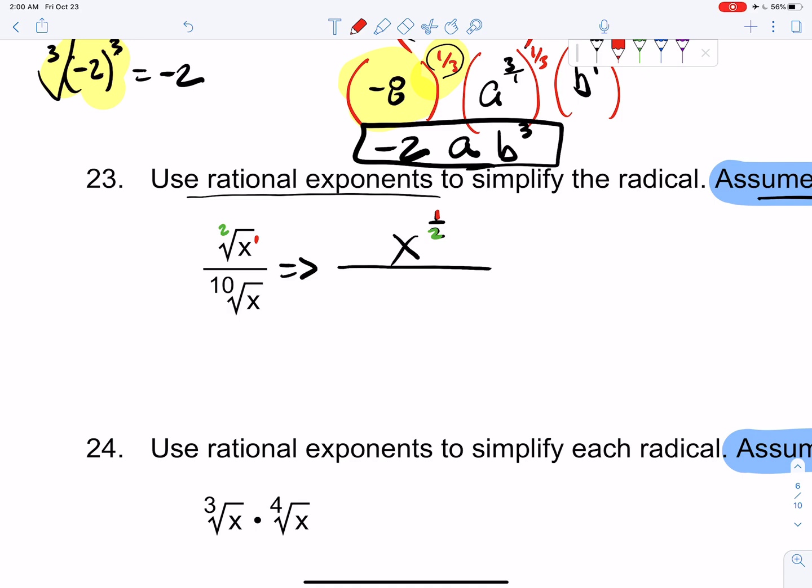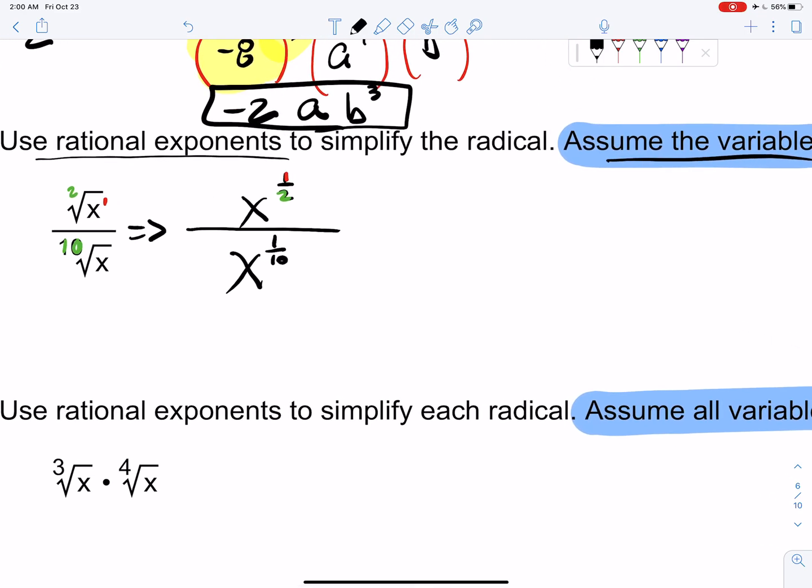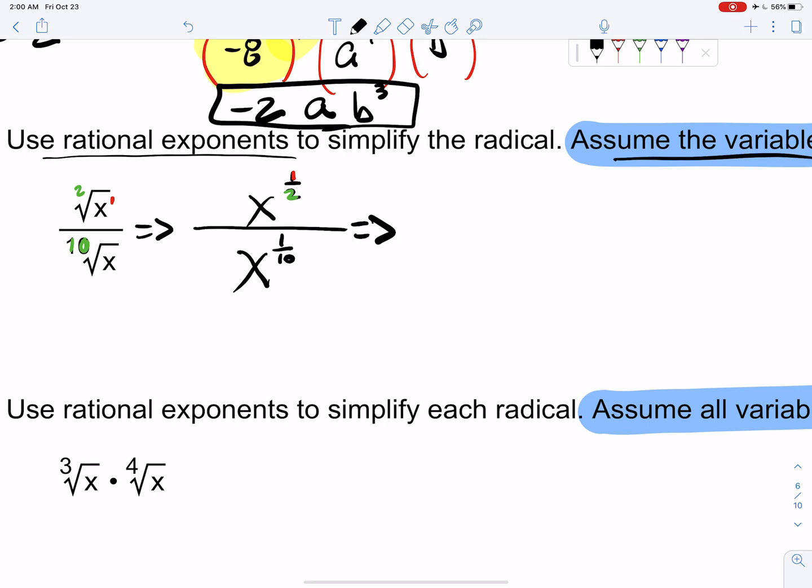What is the denominator? It's hard to see that. The way the typesetting is, it's not very clean. But anyways, this guy has a root index of 10. So if we're going to convert that to exponential form or rational exponent, it's going to be 1/10. Now we know when we have a quotient rule and the bases are the same, we can use the quotient rule, which says 1/2 minus 1/10.